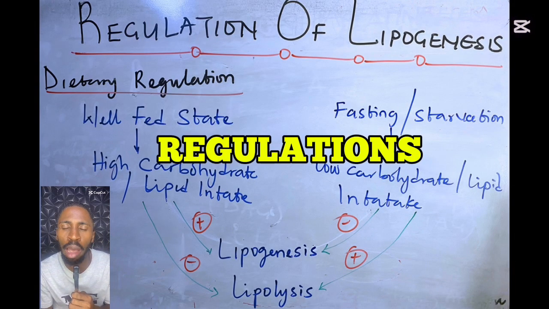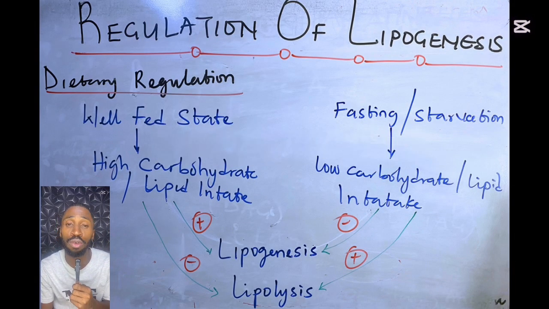How can you regulate lipogenesis or TAG synthesis? First of all, is the dietary intake, like we discussed in factors stimulating. A food rich in lipid or carbohydrate stimulates or promotes lipogenesis or TAG synthesis. But when you don't eat, during fasting or starvation, it inhibits lipogenesis but favors lipolysis. Very simple.